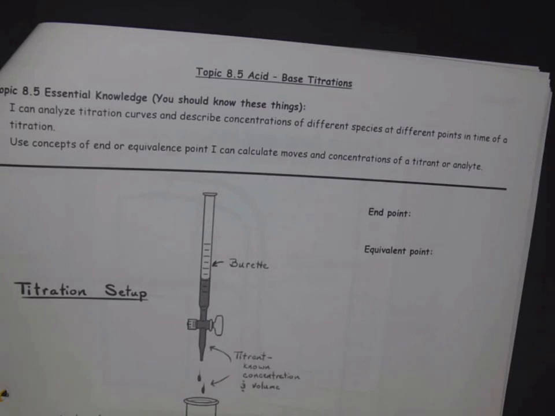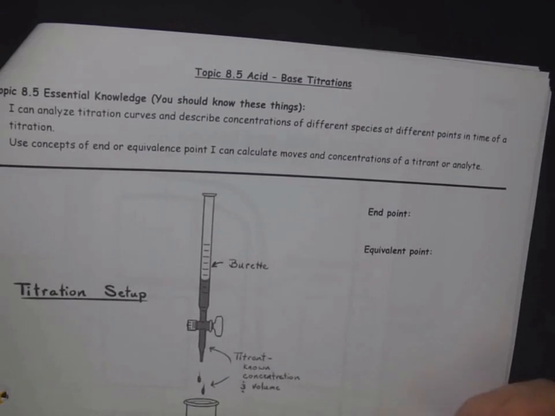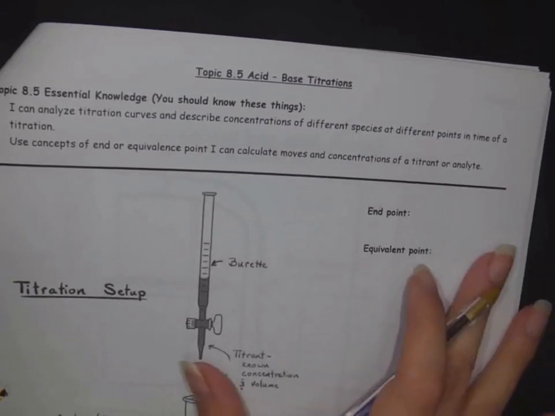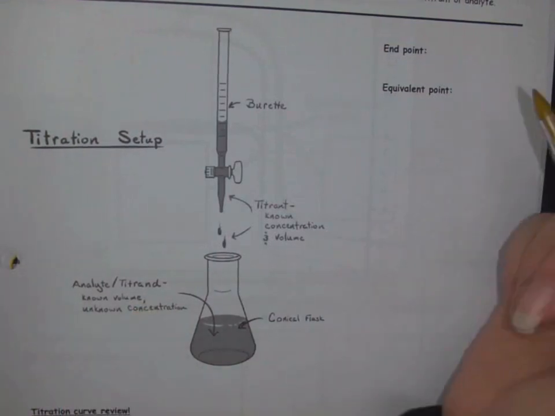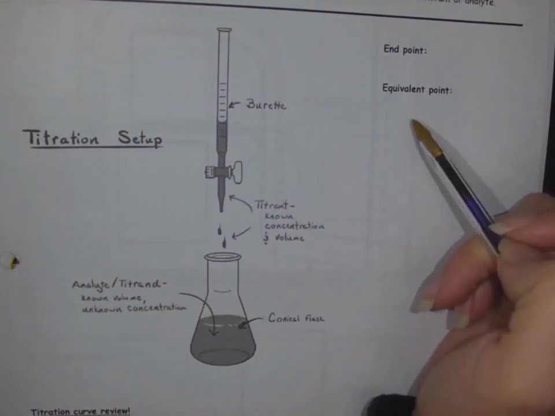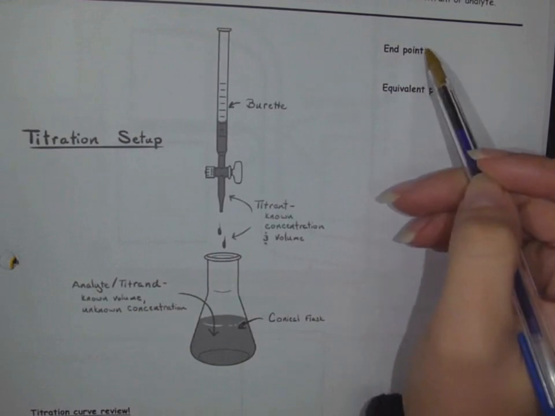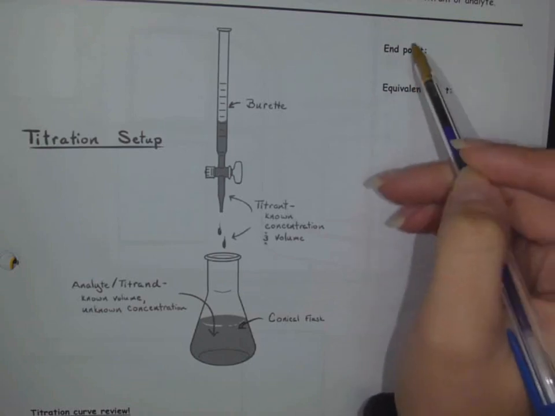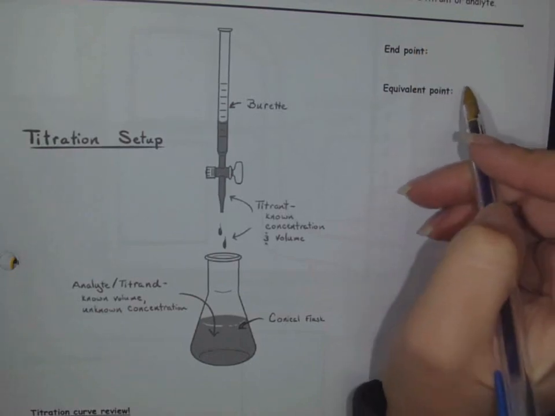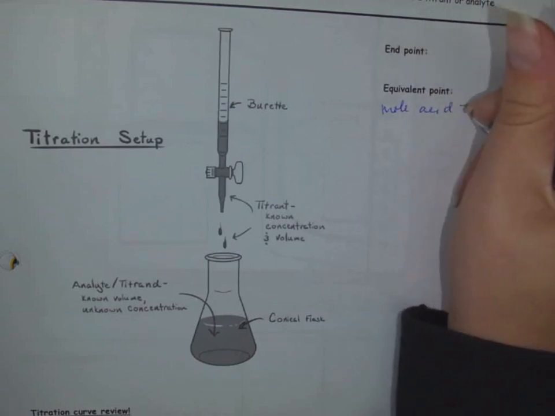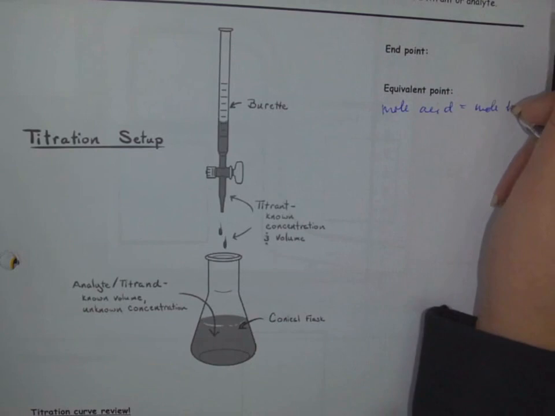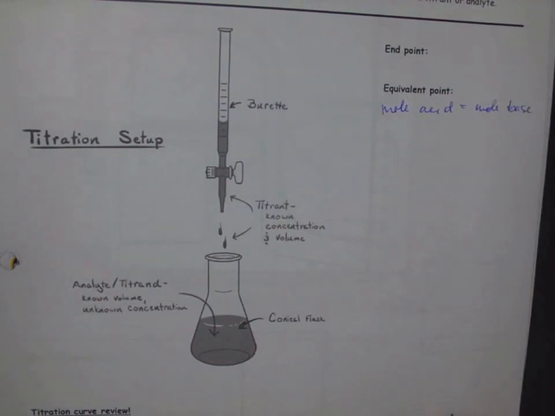Okay, so this topic has everything to do with titration. That's when we have an acid and a base and they're going to react and neutralize each other. One way that we do titrations is when we find an indicator that changes color at the endpoint. Essentially, the endpoint equals the equivalence point. So the equivalence point is when the moles of the acid equal the moles of the base.